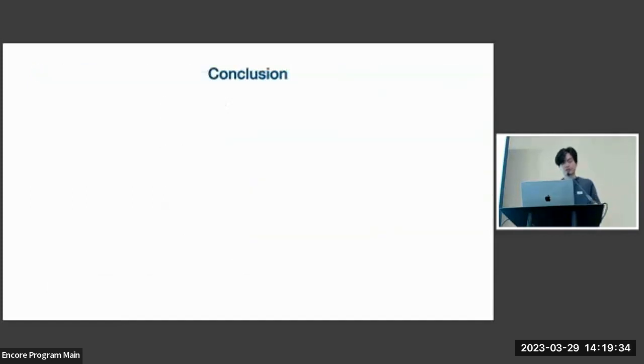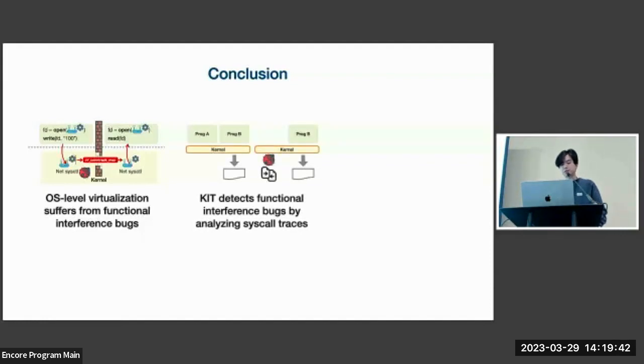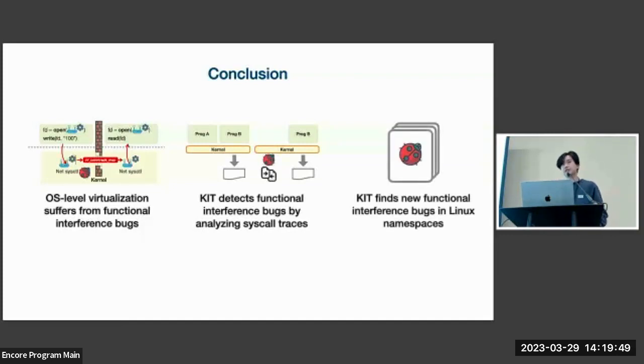So in conclusion, OS-level virtualization suffers from functional interference bugs, and many of them are semantic bugs. To address this issue, we propose an approach that is able to trigger and detect such type of bugs. In evaluation, we showed that such differential testing techniques are able to scale to the Linux kernel and find unknown functional interference bugs, and some of them are fixed.